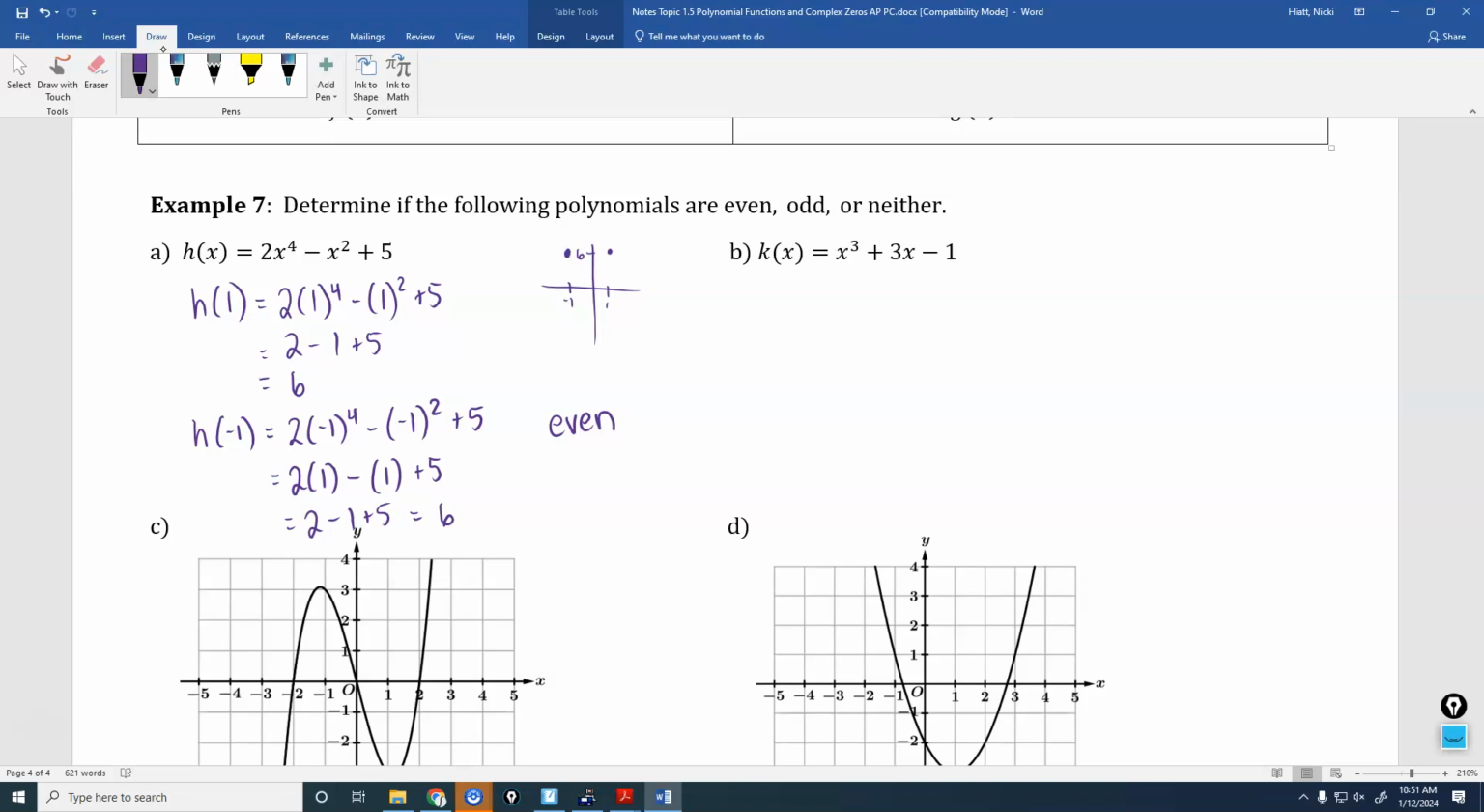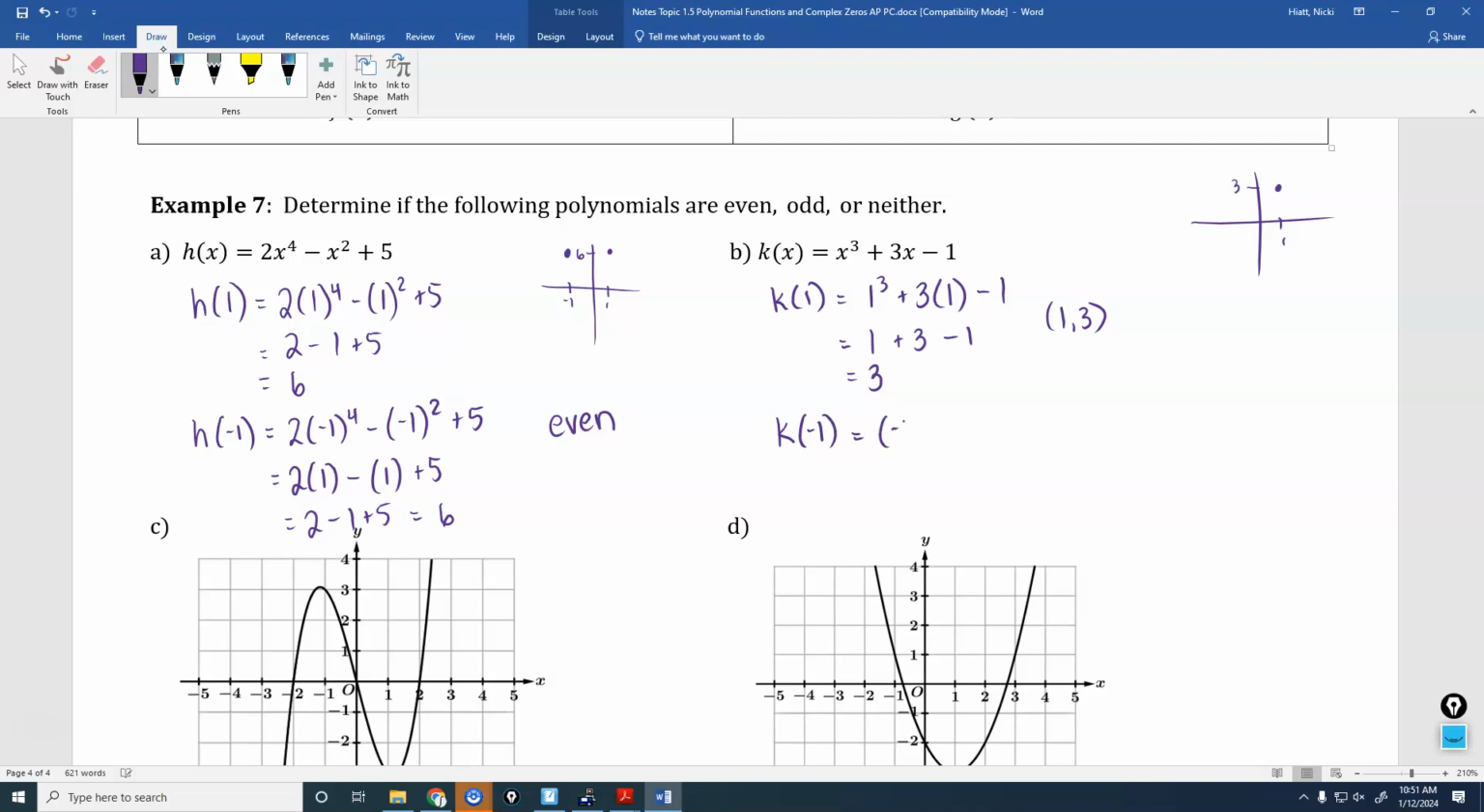So like if we look at B, if I do k of 1, I will get 1 to the 3rd power plus 3 times 1 minus 1, which will give me 1 plus 3 minus 1, which gives me 3. If I think about graphing it, that's the point (1, 3) right here. And then I'm going to do k of -1.